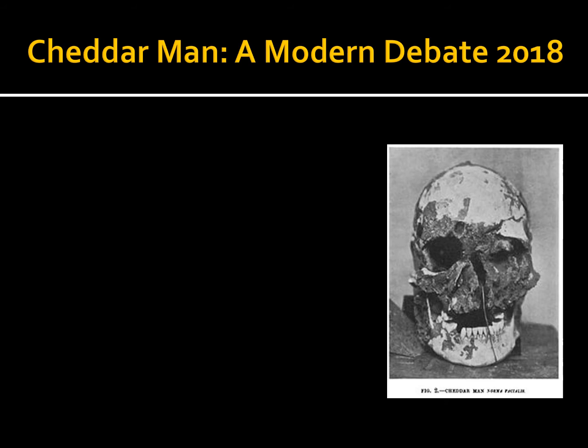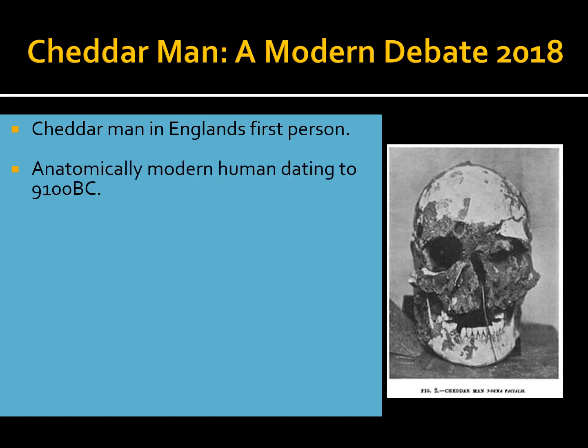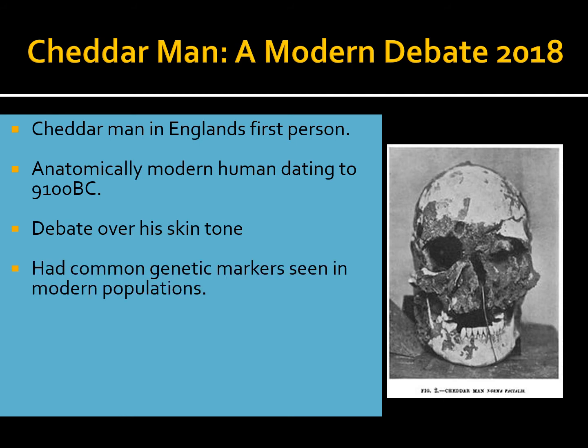So before we get into talking about how we define race and its social construction, I want to bring up a more recent debate in science that really strikes at the heart of the racist ideology that we see in academic circles. It was the debate over Cheddar Man, who is England's quote-unquote first person. He's an anatomically modern human dated to around 9100 BC, and the debate is over what his skin tone should have looked like.